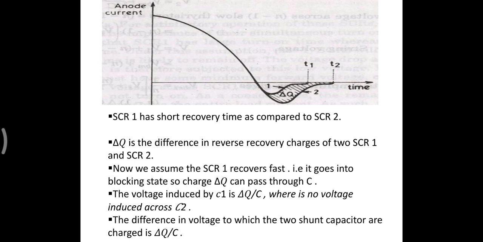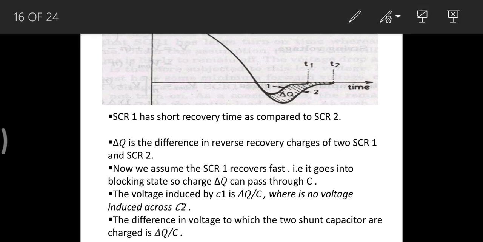Now observe what happens during the turn off process. See here, at T1 SCR1 has recovered, but at T1 SCR2 has not recovered, it is trying to recover. SCR1 recovers fast compared to SCR2. So it goes into the blocking state, so the charging current delta Q can pass through the capacitance.